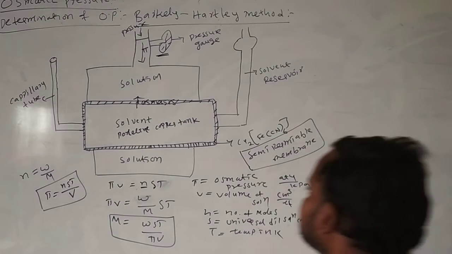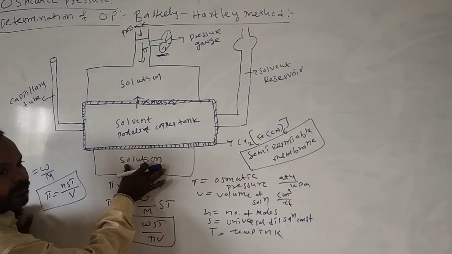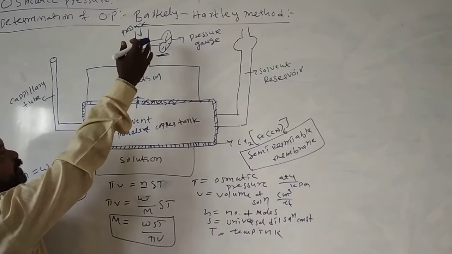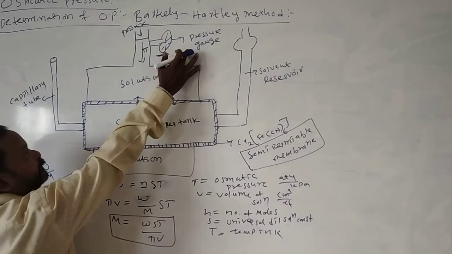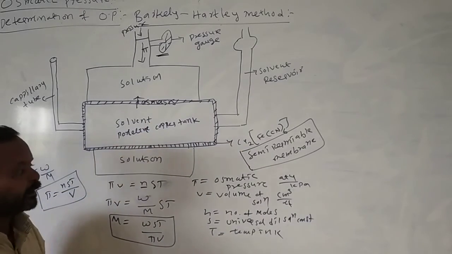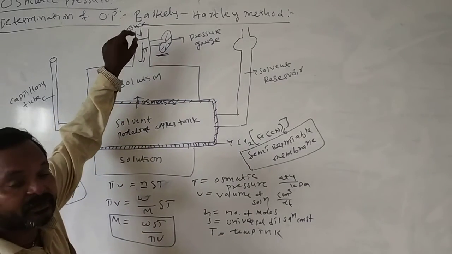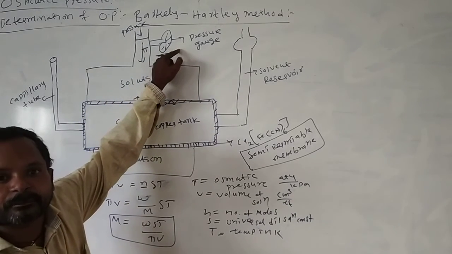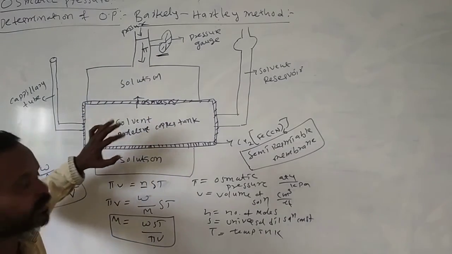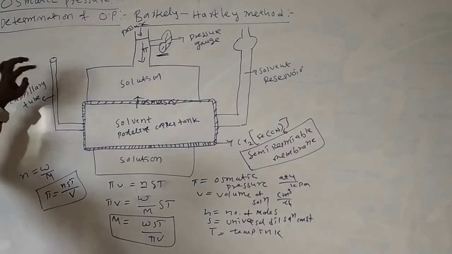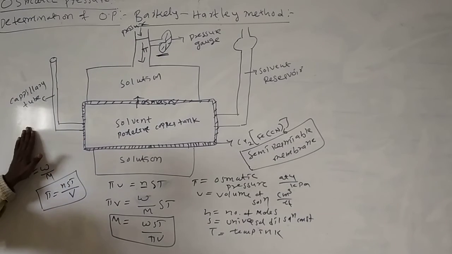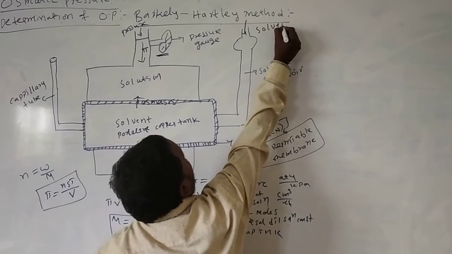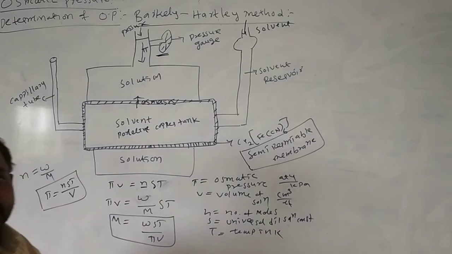In the middle you take the solvent, and here you take the solution. This solution is connected to the pressure gauge. What is the use of the pressure gauge? We apply some pressure and identify it on the pressure gauge. That pressure equals the osmotic pressure when the solvent level remains constant in the capillary tube. From this we are taking solvent, from the solvent reservoir.